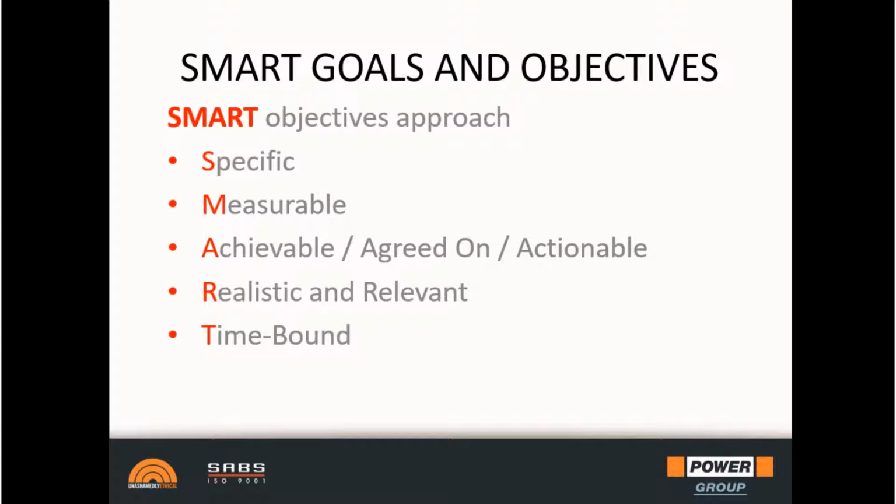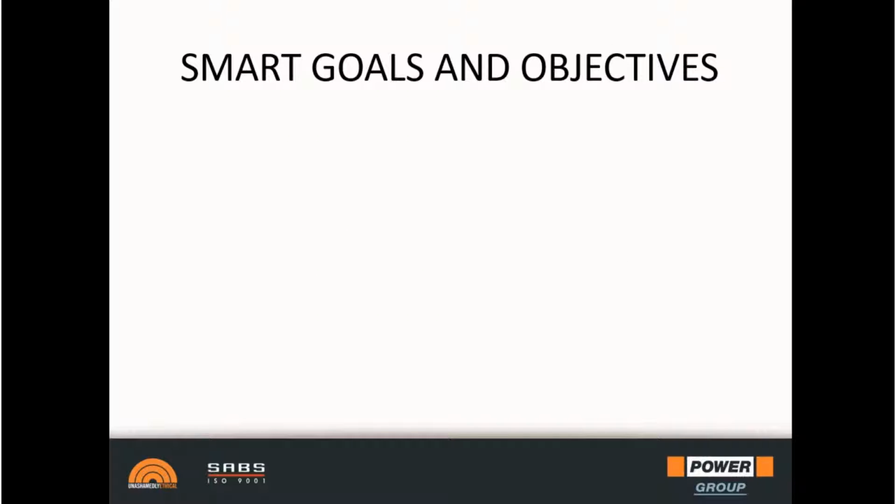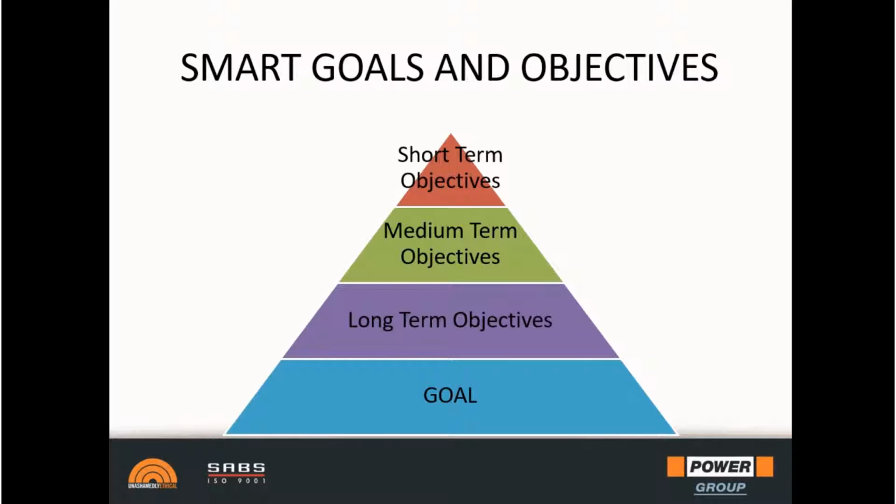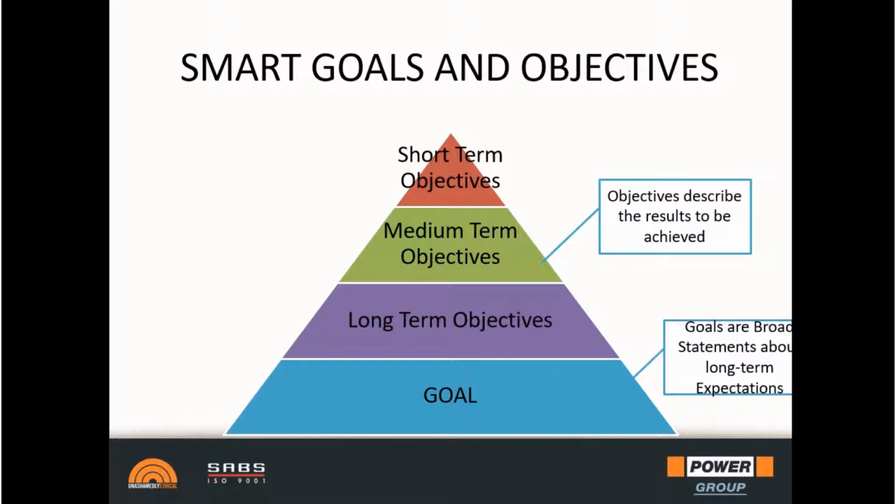Before we go into detail of SMART, it is important to be able to distinguish the difference between goals and objectives. Goals are broad statements about long-term expectations. For example, I want to get my driver's license, where objectives describe the results to be achieved.